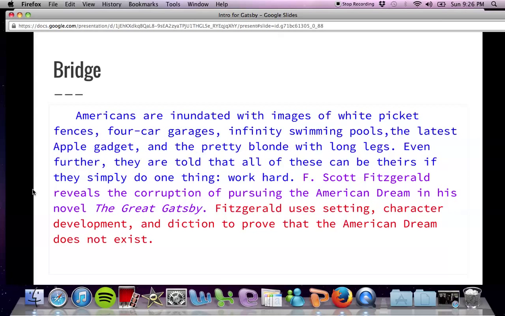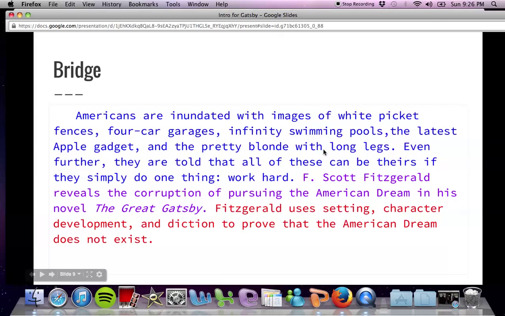Americans are inundated with images of white picket fences, four-car garages, infinity swimming pools, the latest Apple gadget, and the pretty blonde with long legs. Even further, they are told that all of these can be theirs if they simply do one thing: work hard. F. Scott Fitzgerald reveals the corruption of pursuing the American dream in his novel, The Great Gatsby. Fitzgerald uses setting, character development, and diction to prove that the American dream does not exist.